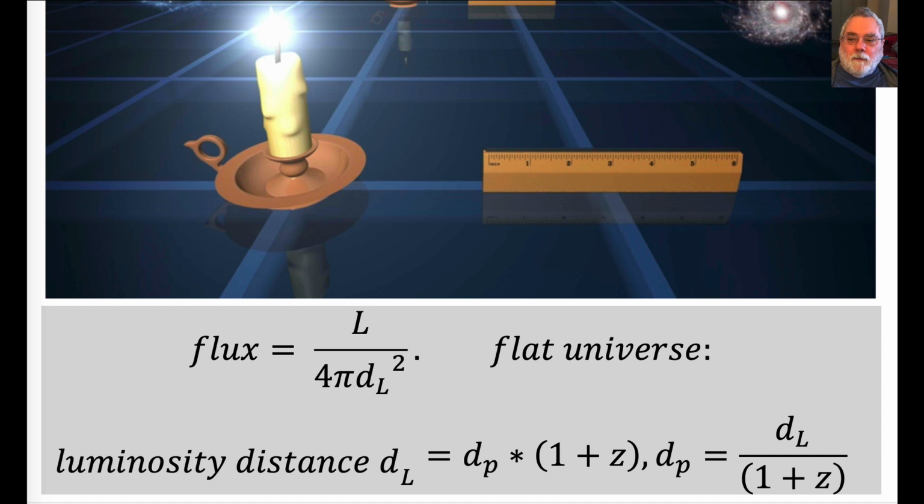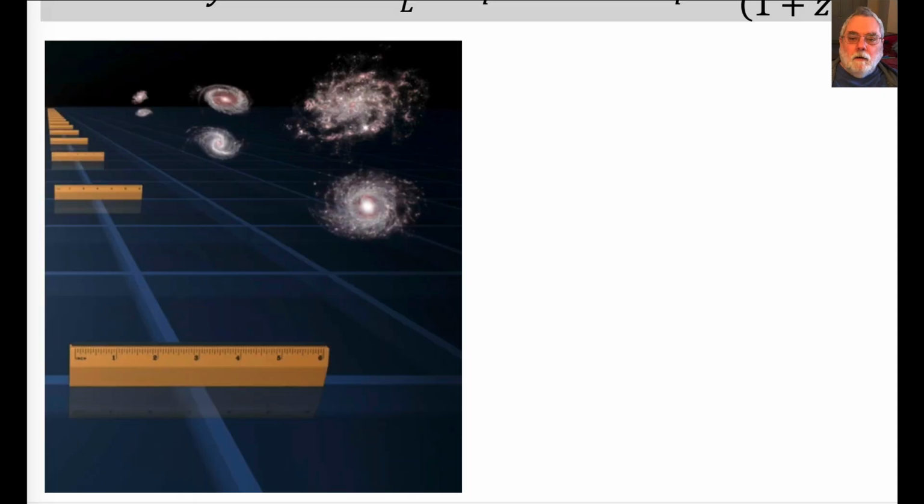Then the current proper distance, d sub p, can be calculated using the measured cosmological redshift, z. The luminosity distance is larger than the proper distance, and the distant galaxy appears dimmer than it would be if the universe were not expanding. The formula that I gave here is for a flat universe, zero curvature.